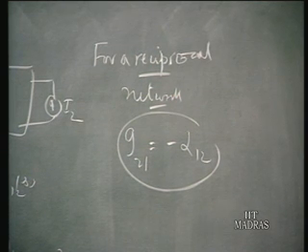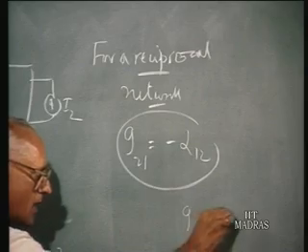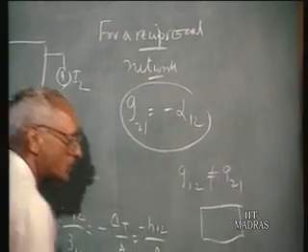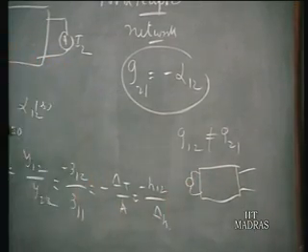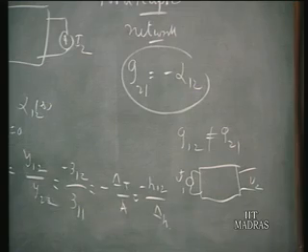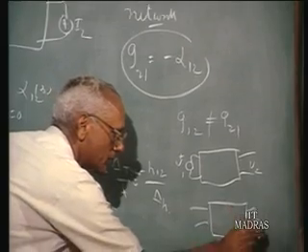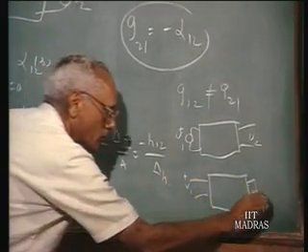We cannot say that G12 is equal to G21, because when you are measuring G21, you are keeping this open and you are applying a voltage source. This is V2 over V1 to find out G21. On the other hand, when you want to measure G12, you are keeping this open and you are applying a voltage here. So this is V1 divided by V2.